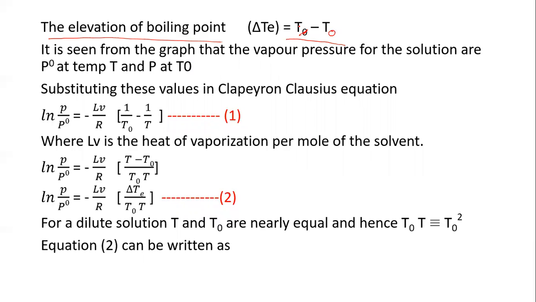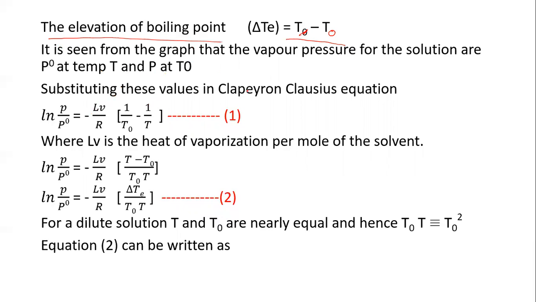That is the boiling point of the solution minus boiling point of the solvent. So from the graph, it is seen that the vapor pressure of the solution are P0 at temperature T and P at temperature T0. So we can substitute these values in the integrated form of the Clapeyron-Clausius equation.